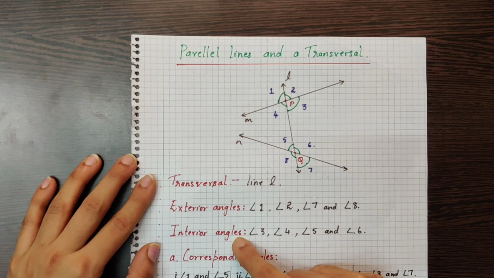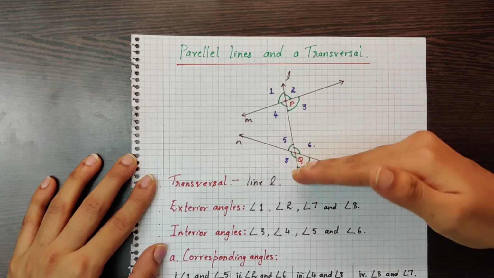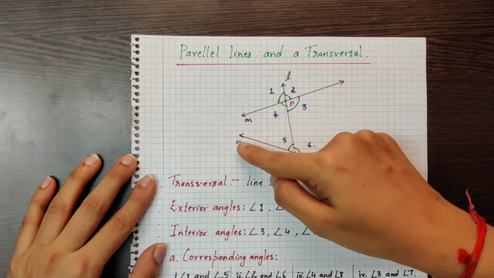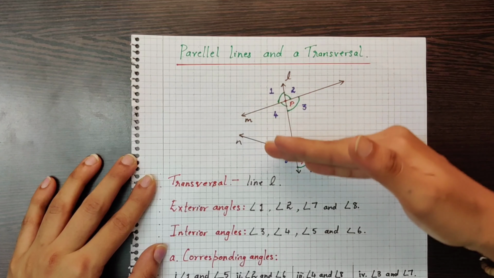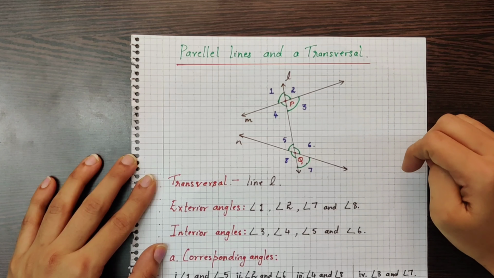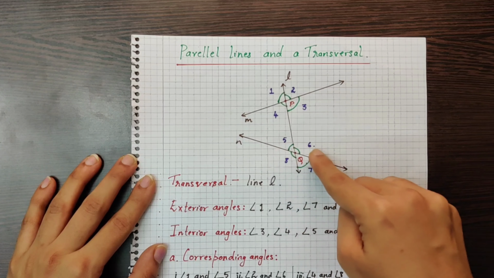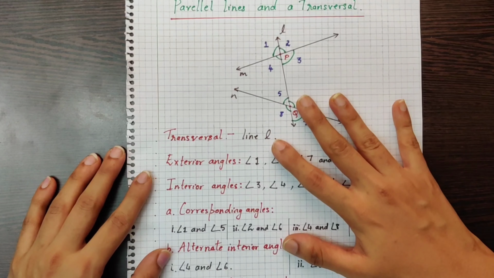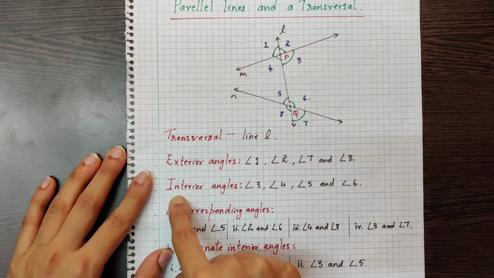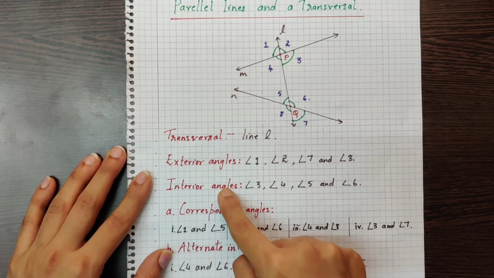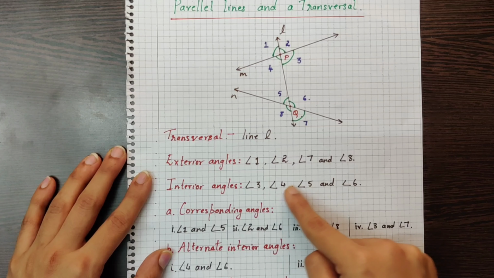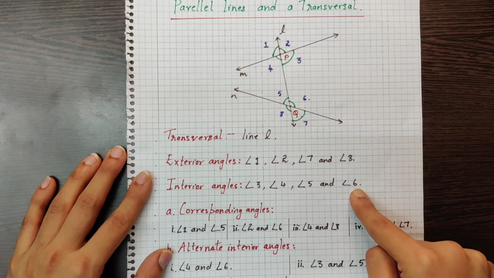Now let's see what are interior angles. The interior side to line M and line N is this side and this side. So there are four angles, angle 3, angle 4, angle 5 and angle 6. So that's what we have noted over here. Interior angles are angle 3, angle 4, angle 5 and angle 6.